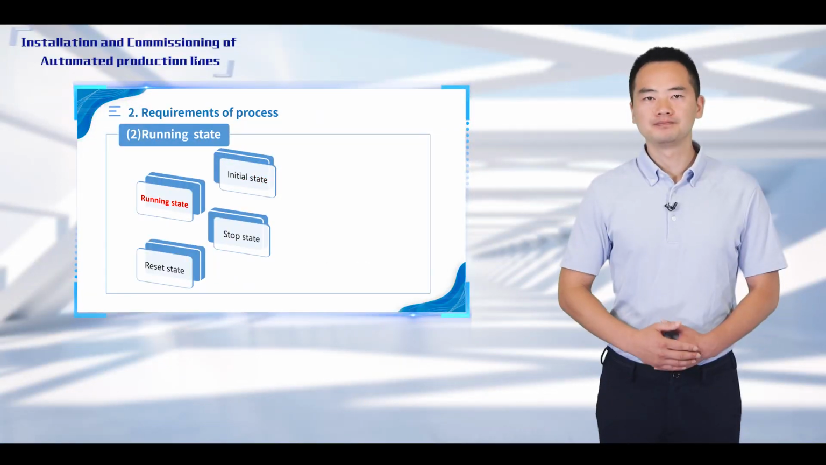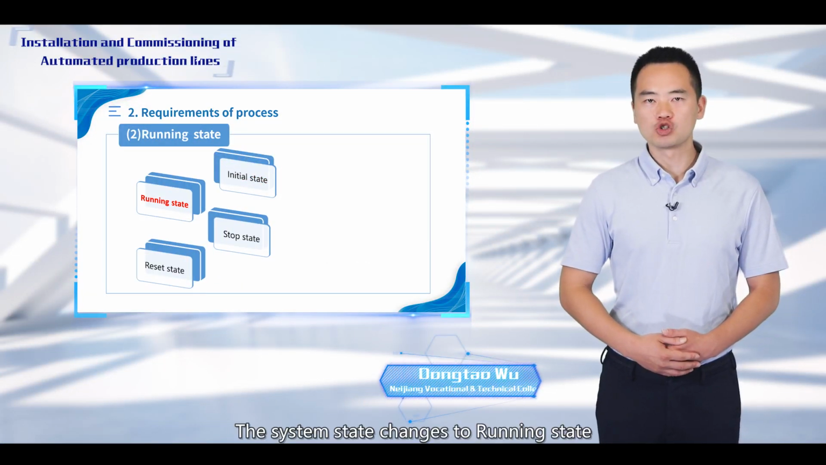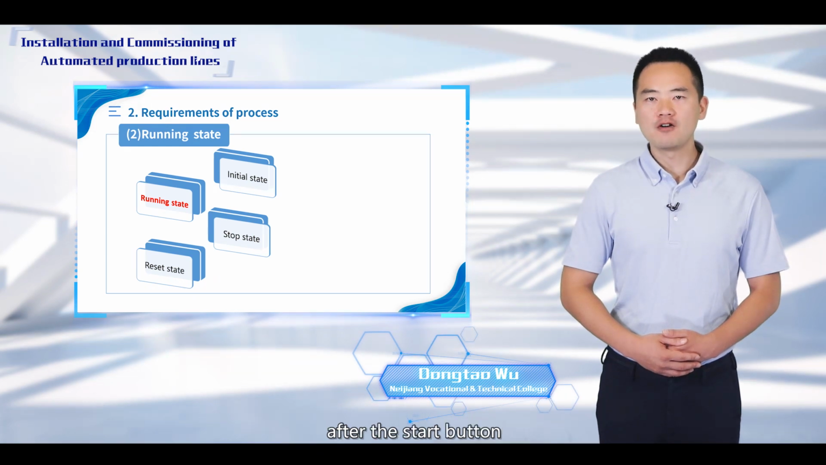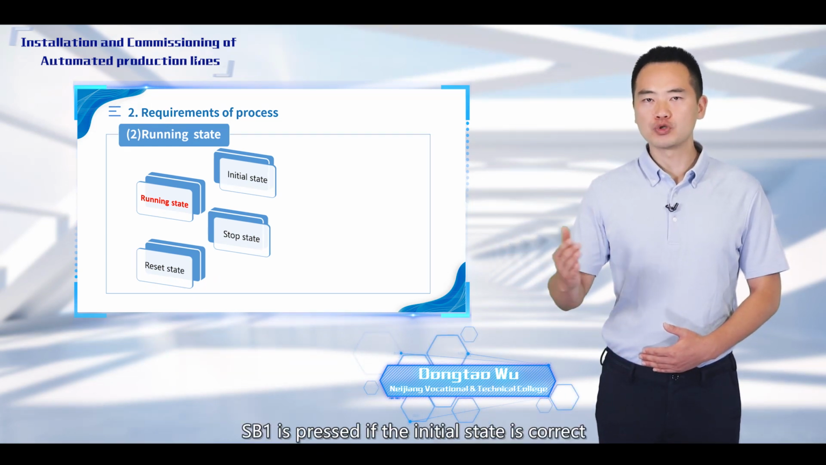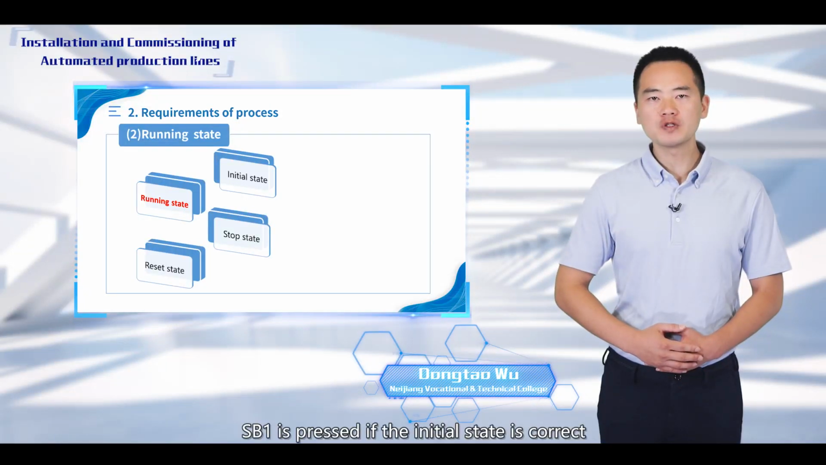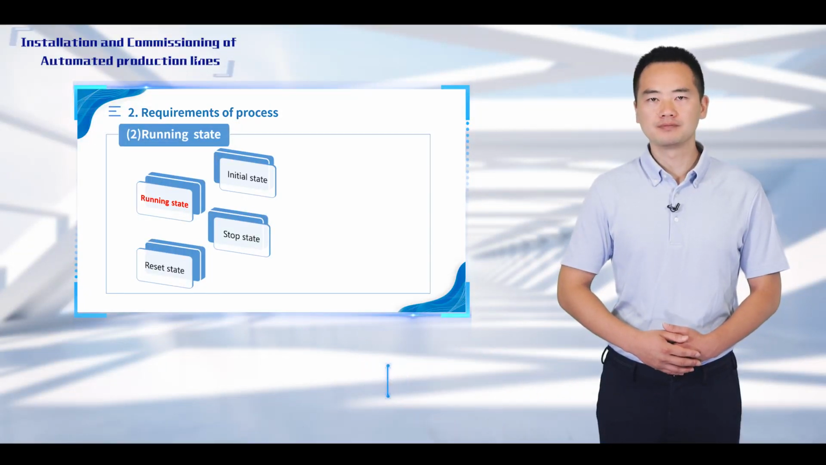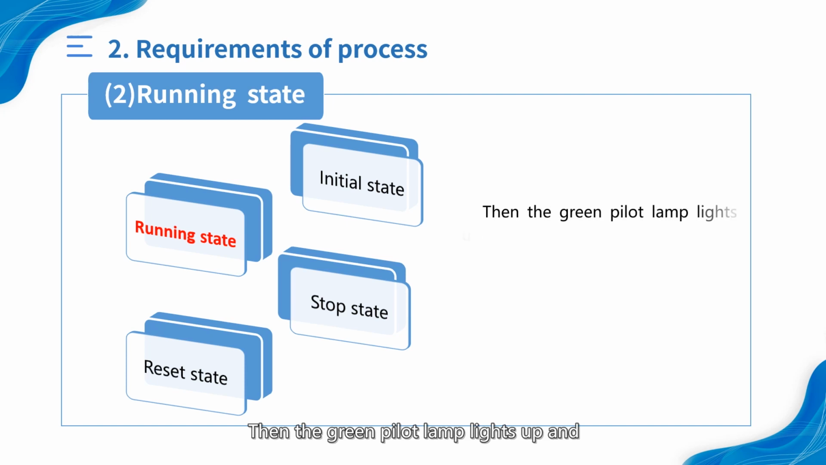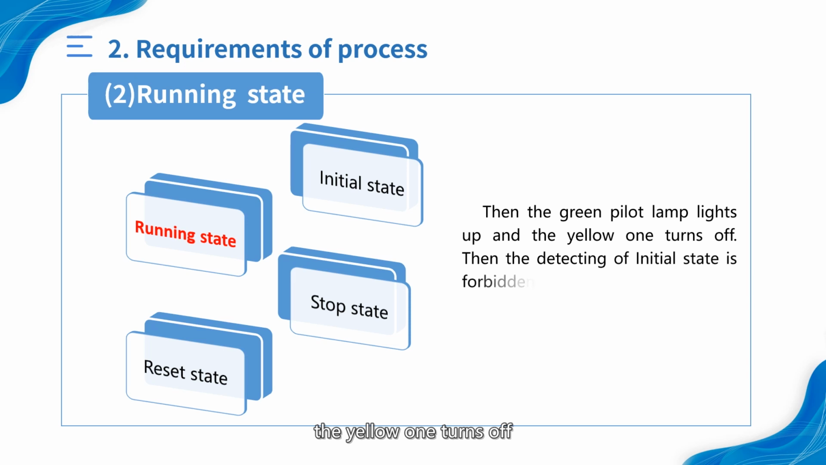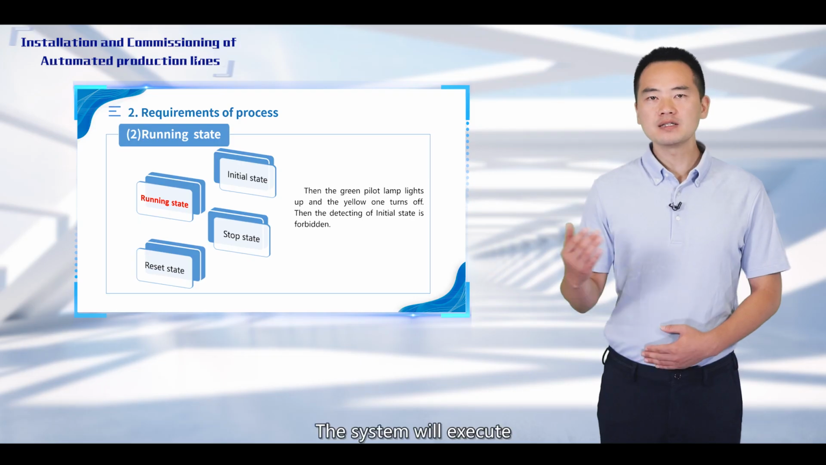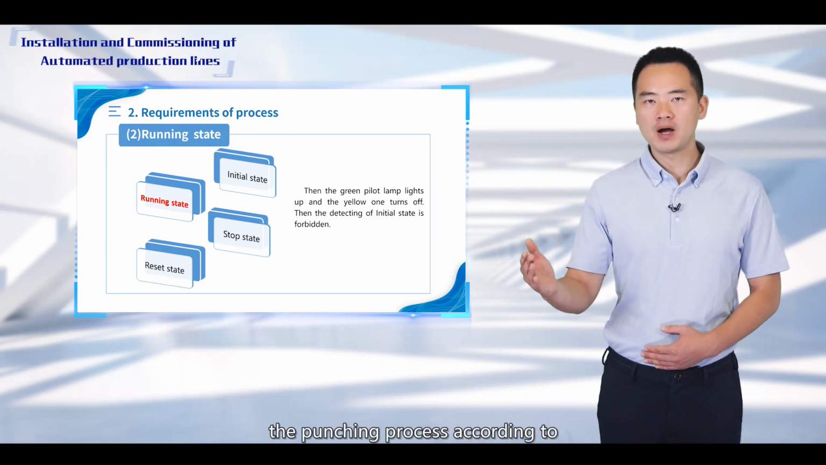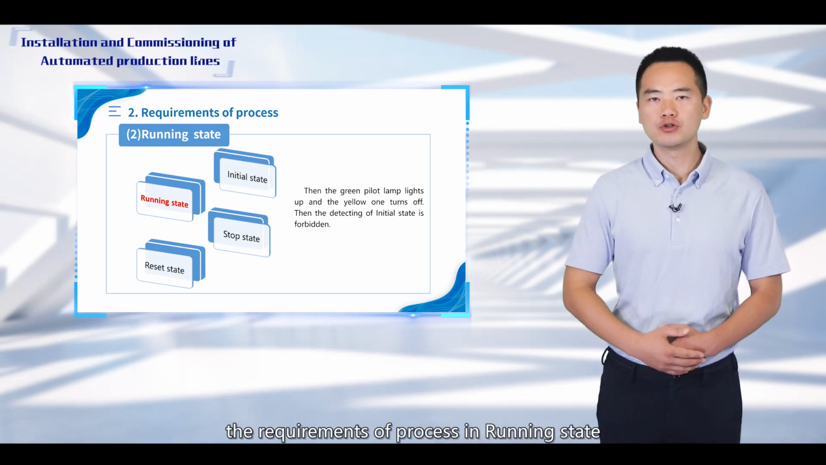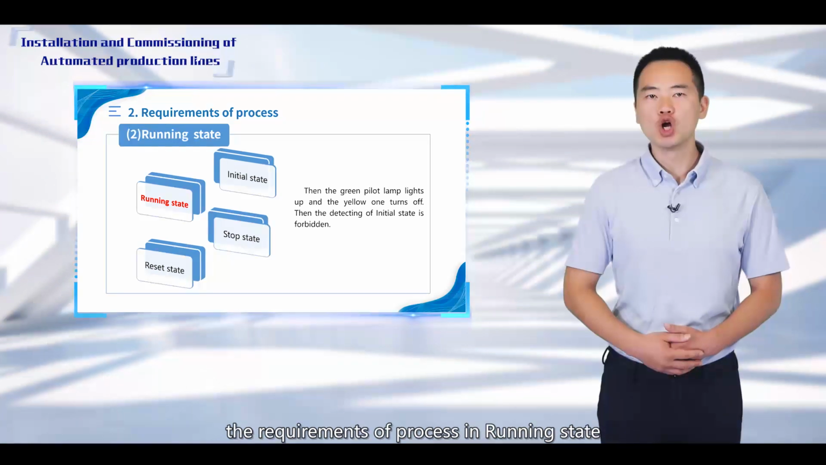Running state. The system state changes to running state after the start button is pressed if the initial state is correct. Then the green pilot lamp lights up and the yellow one turns off. Then the detection of initial state is forbidden. The system will execute the punching process according to the requirements of a process in running state.